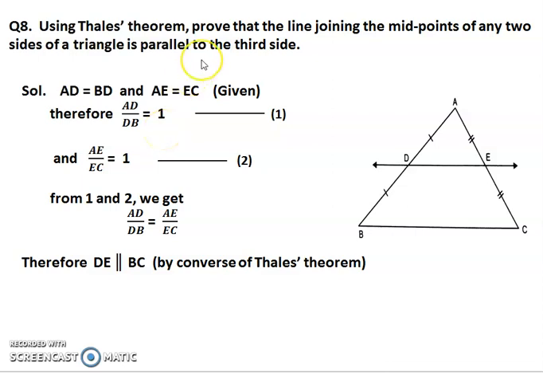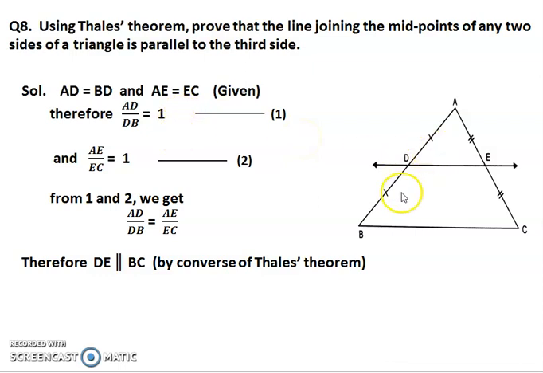Now the second is similar, but we are using converse of that now. Using Thales theorem, prove that the line joining the midpoints of any two sides of a triangle are parallel to the third side. So it is now given that D is the midpoint of AB, also E is the midpoint of AC. We have to prove this time DE is parallel to BC. So the proof is very simple.